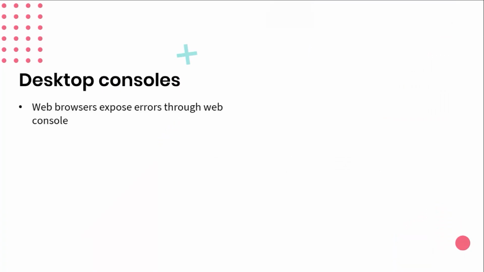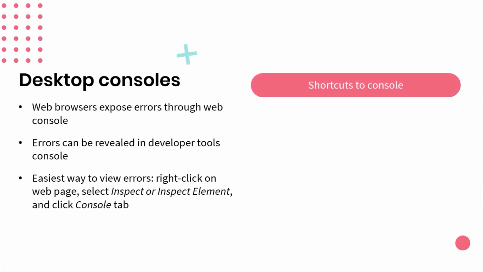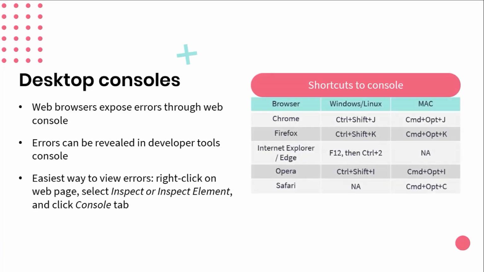All modern desktop web browsers expose errors through their web console. These errors can be revealed in the Developer Tools console. In all the previously mentioned browsers, they share a common path for accessing the web console. The easiest way to view errors is to right-click on the web page, select Inspect or Inspect Element, and click the Console tab. To use a shortcut to proceed directly to the console, different operating systems and browsers support different key combinations. Here they are.